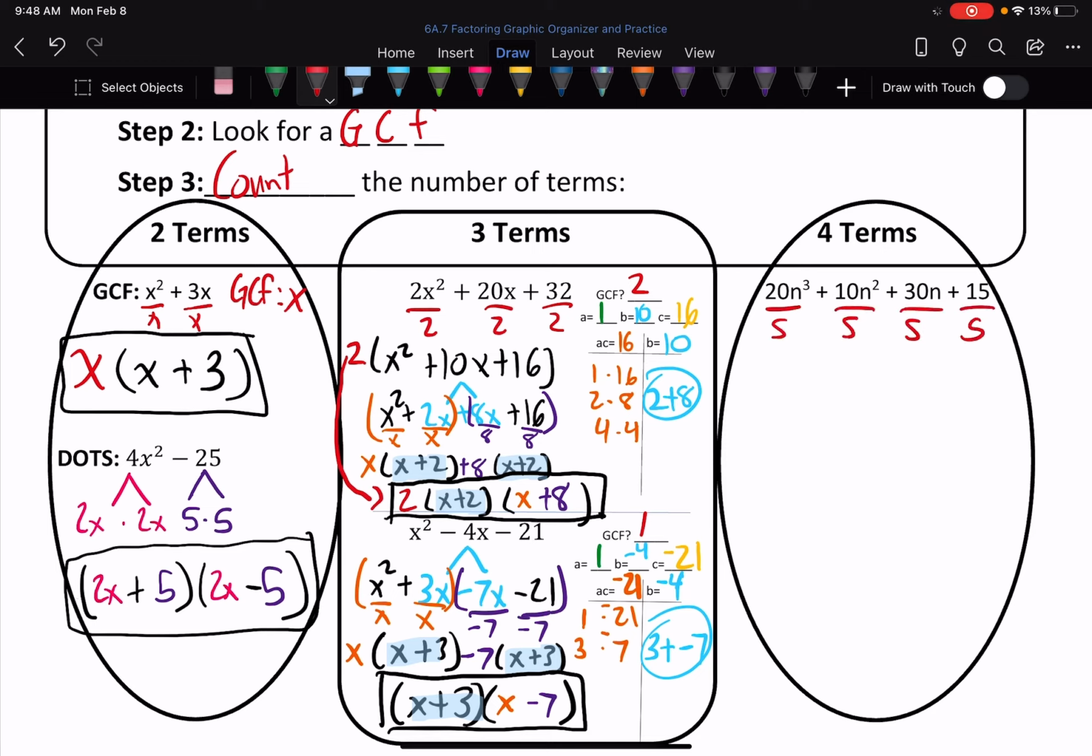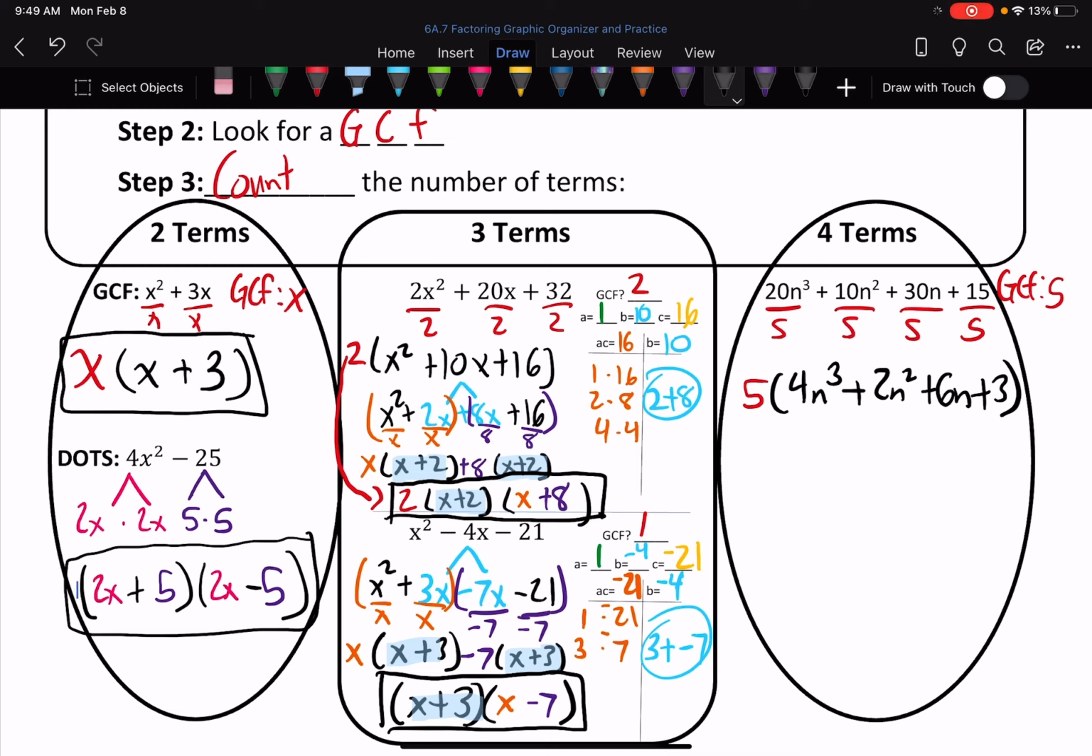So I'm going to factor out a 5 from each term. You want to make sure you do this first, because if you don't, you're going to be left with a factor that still has a greatest common factor in it. At the end, you'll also have to factor that out because we're trying to get it to its most factored form, which is going to be your intercept form of a quadratic function. So I factor out that 5. I'm going to put a little note here that our GCF is 5. 20n cubed divided by 5 is going to give me 4n cubed. 10n squared divided by 5 is going to give me 2n squared. 30n divided by 5 is going to give me 6n. And 15 divided by 5 will give me a 3.